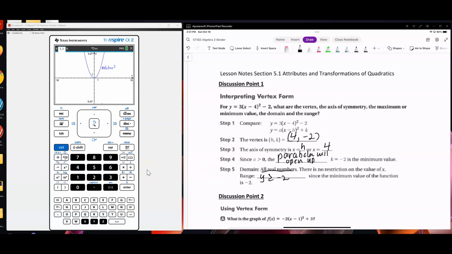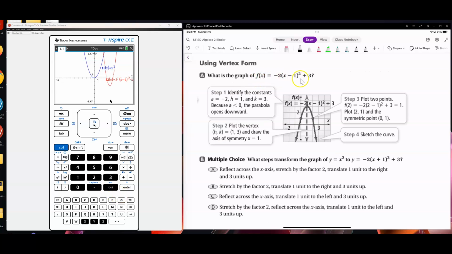As you can see, I have the parent function, so now I'm going to type in the new function. So remember that 3 is going to affect if it's going to get narrower or wider. We have x minus 4. That's going to shift it to the right. And then the -2 is going to shift it down. Well, right there you can see it goes to the right. And then -2. This right here is in vertex form.